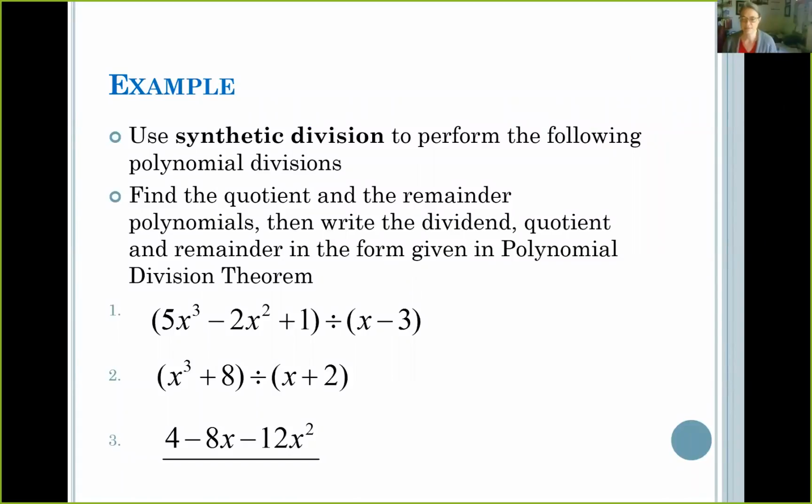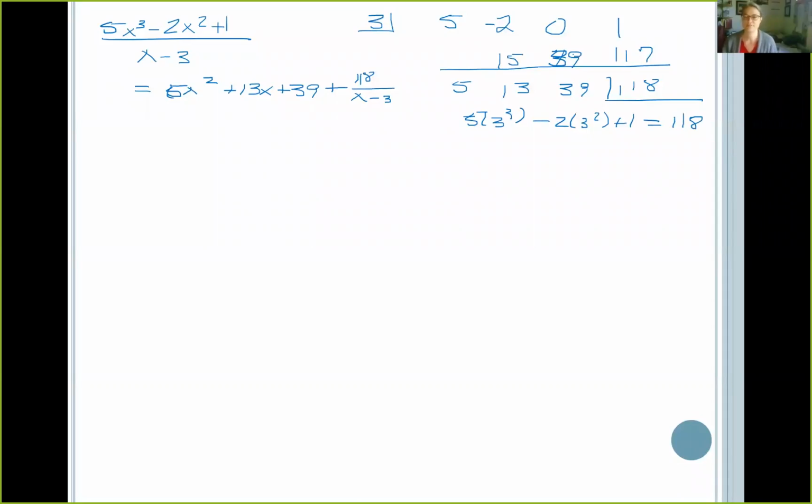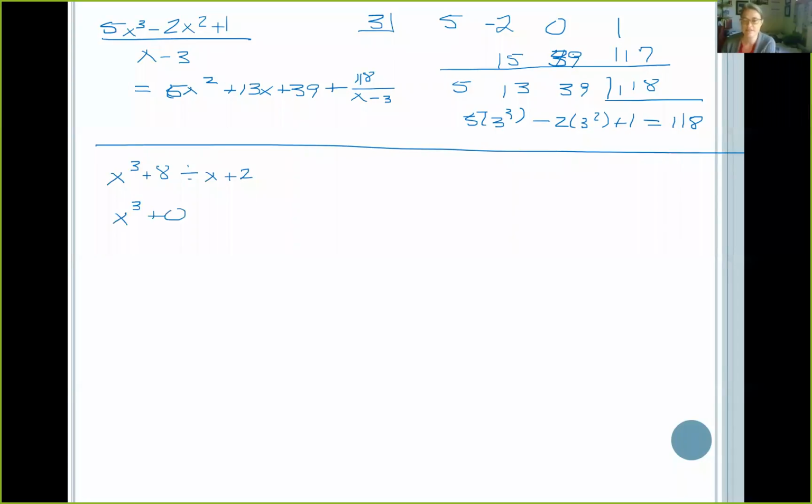x to the third plus 8 divided by x plus 2. Again, we're going to rewrite our polynomial as x to the third plus 0x squared plus 0x plus 8. We're dividing by x plus 2, but I need that to be x minus some number. So instead of plus 2, I'm going to write minus a negative 2. So now I can put my negative 2 in my box.